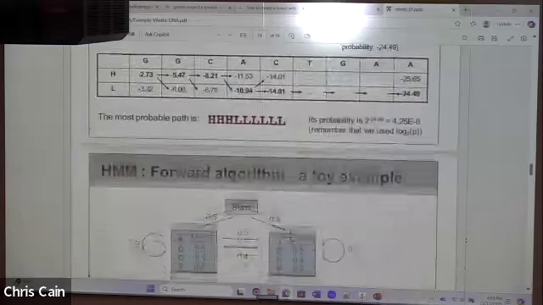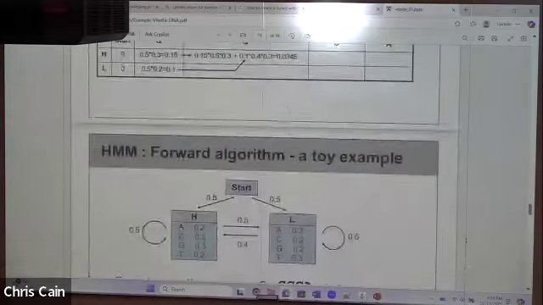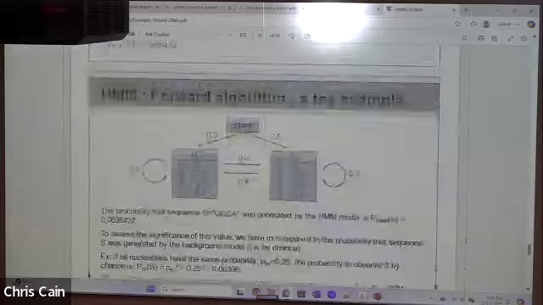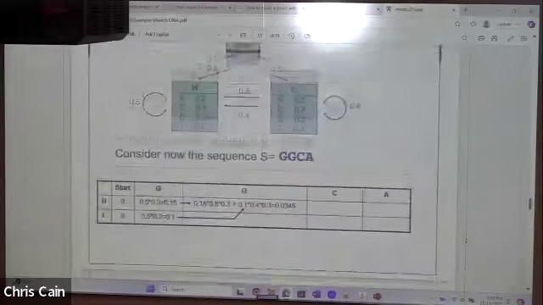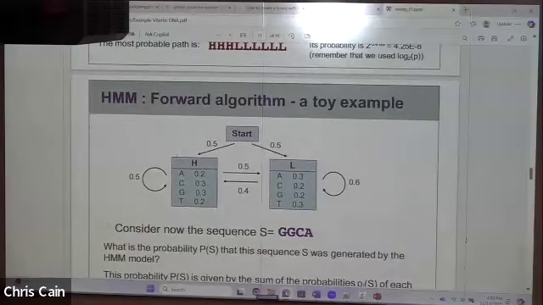So that's really all I wanted to show. And then there's the forward algorithm with an example and the backward algorithm with an example. This is a good resource, but I thought that it would be nice to visually just show you what Viterbi looks like rather than create my own example.